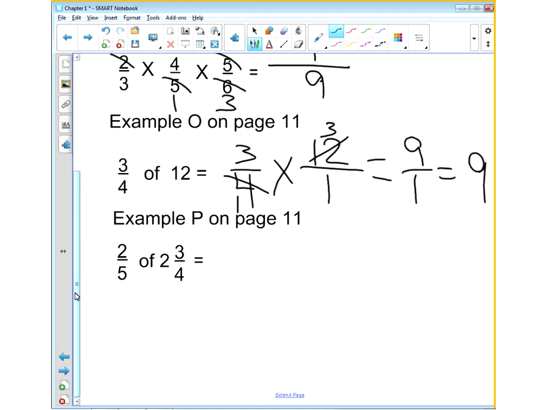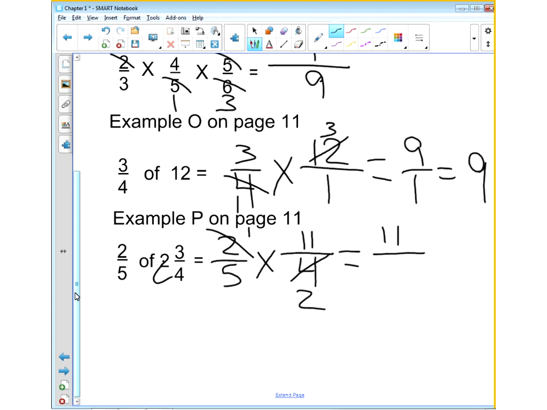And example P on page 11, 2/5 of 2 3/4. Okay, so I've got 2/5, I can leave that alone, times, because of means times. So 2 times 4 is 8, plus 3 is 11, and fourths. So can I reduce down? Yeah, sure can. 2 goes into 2 once, 2 goes into 4 twice. So 1 times 11 is 11, and 5 times 2 is 10, and that will equal 1 1/10 if I were to divide that out.